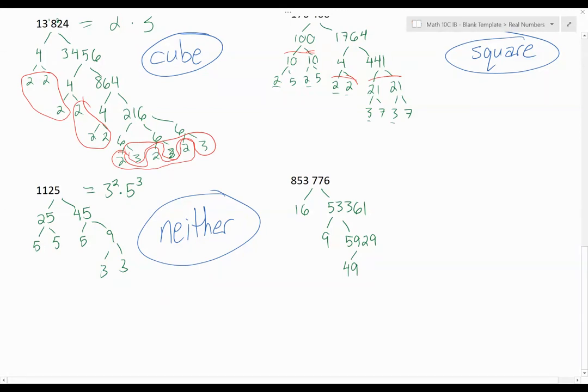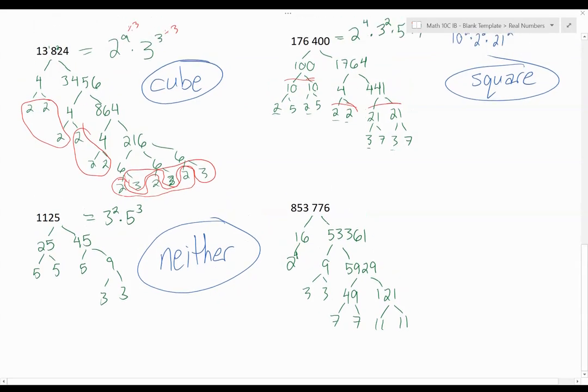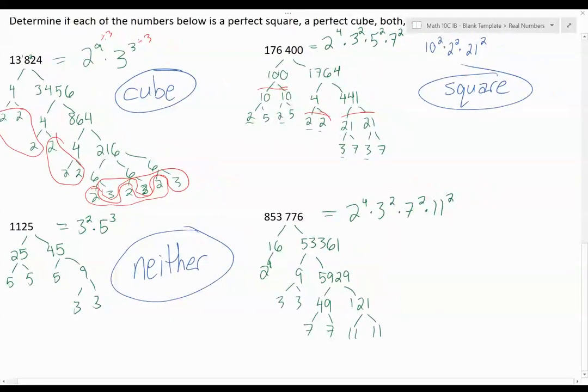And then that gives me 121, which is one of the powers I recognize. 121 is 11 times 11. So this gives me 16 as I recognize a power of 2. That is 2 to the power 4. 9 is 3 times 3. This is 7 times 7. So we end up with, as a final, 2 to the power 4 times 3 squared times 7 squared times 11 squared. So this one again is going to end up being a perfect square because all of my powers are even.